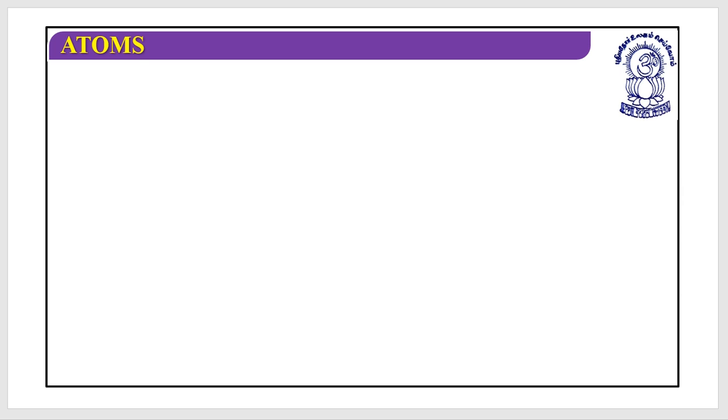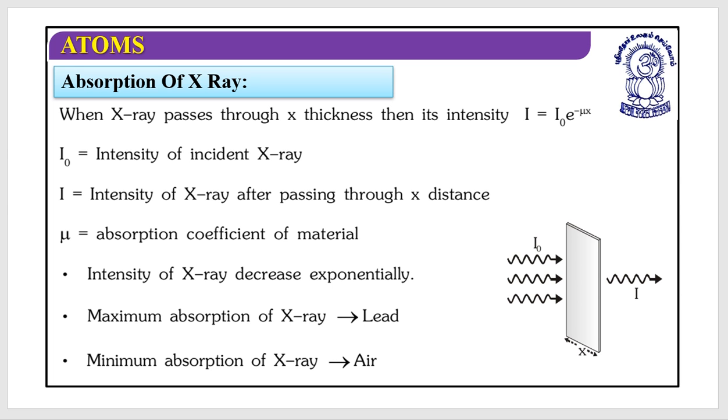Let's look at this. It is the absorption of X-rays. So let's suppose we have an element of thickness x, and an X-ray has been incident on it having the intensity I naught, and after passing through this thickness x, its intensity has changed. Initially it is I naught and finally it is I. So let's look at how I and I naught depend on each other.